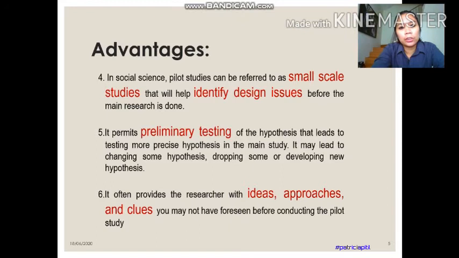It provides the researcher with ideas, approaches, and clues you may not have foreseen before conducting the pilot study. We always propose a very good writing, but when actually practical, turun padang, macam-macam jadi. For example, a questionnaire. If you are using more than one type of instrument, that's two types. When you're distributing the questionnaire, some terms or words ada yang tidak faham. They will ask you, so how will you respond?